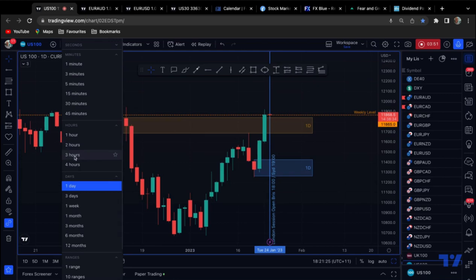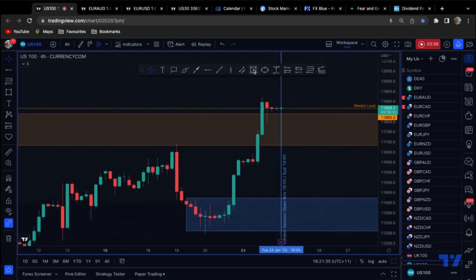Just have a look at it on the 4H. On this time frame, yeah, I mean, look at this. Okay, so we've got this level here. It would be a target. I'll just mark it up 4H.